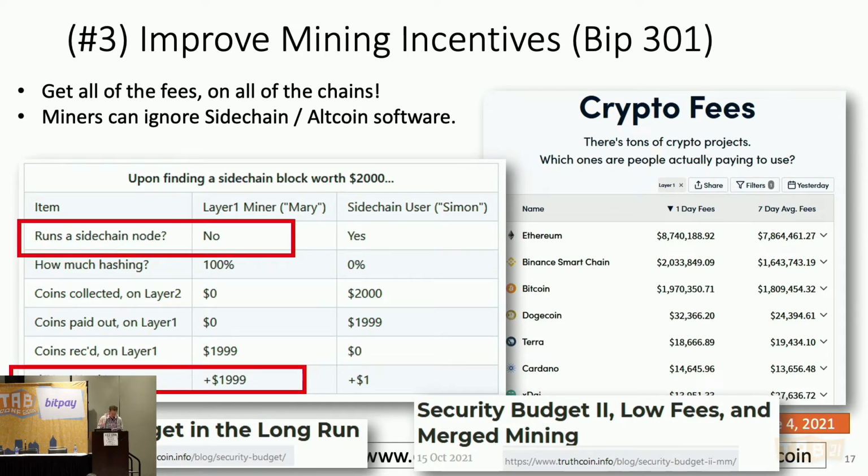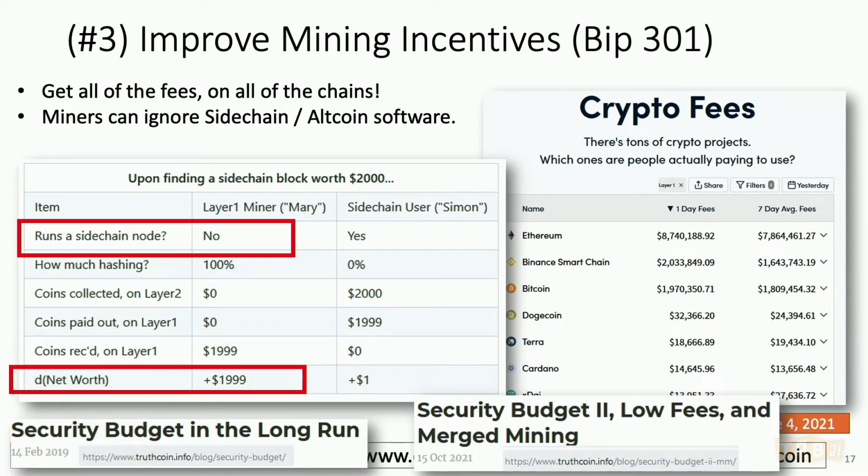So if miners just do what they normally do today and include all the transactions that pay them the most money, then they will automatically mine all the sidechain blocks and collect revenue from all the sidechain transactions. So I think this is kind of a cool concept. It could boost fee revenues by maybe 1,000x, if not much more.